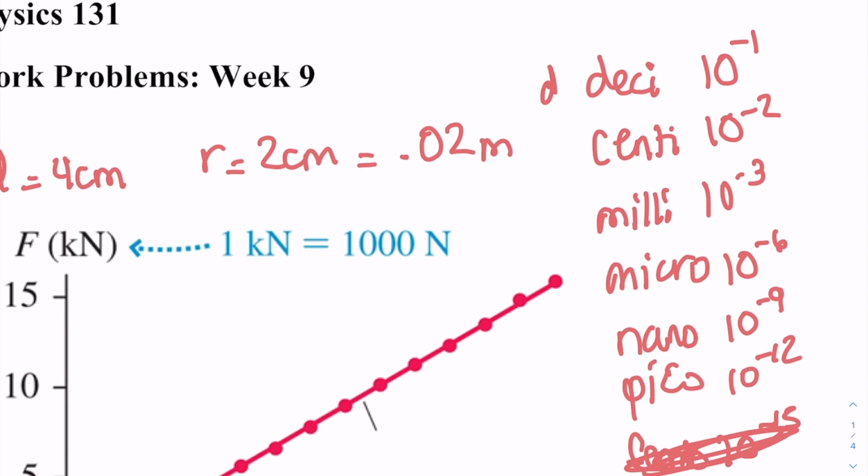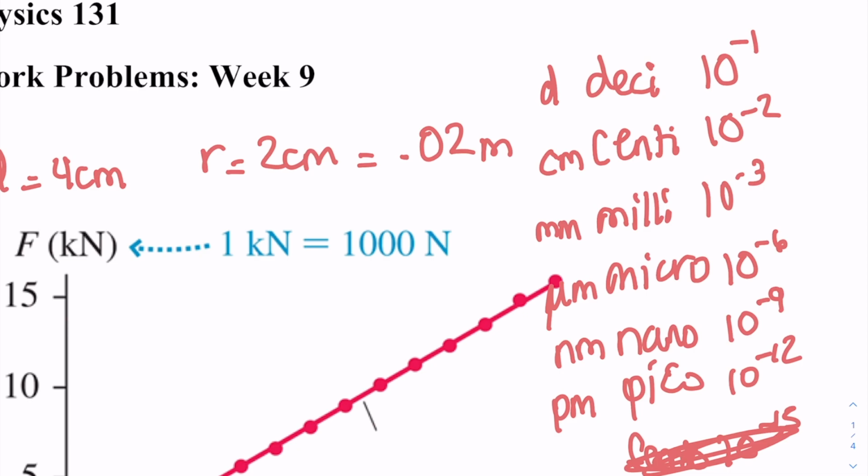And this is centimeters, millimeters, micrometers, nanometers, and picometers. 1, 2, 3, then 6, 9, 12.